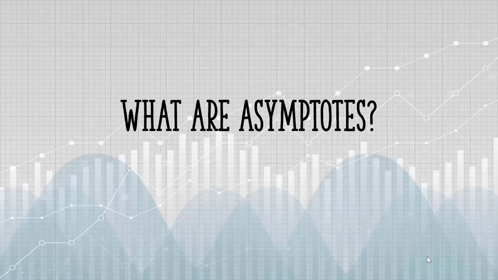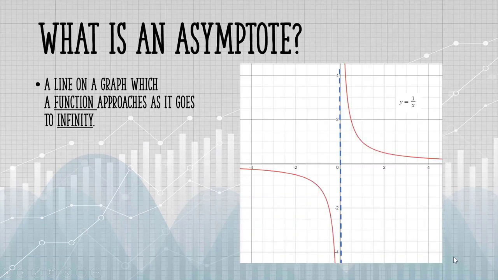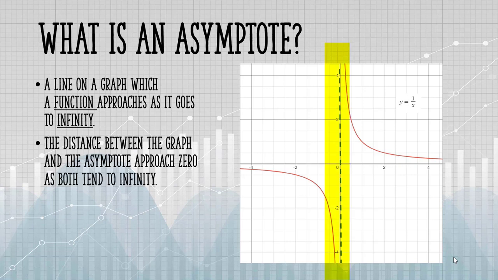In this video, I'll show you what an asymptote is. I'll also show you how to find them. An asymptote is a line on a graph that a function approaches as it goes to infinity. The distance between the graph of the function and the asymptote approaches zero as both tend to infinity, but they never merge. Here's an example of a vertical asymptote.